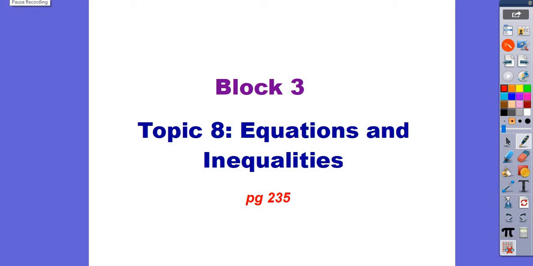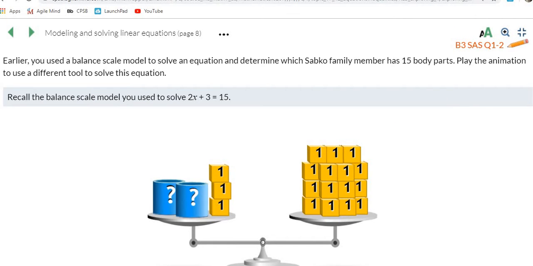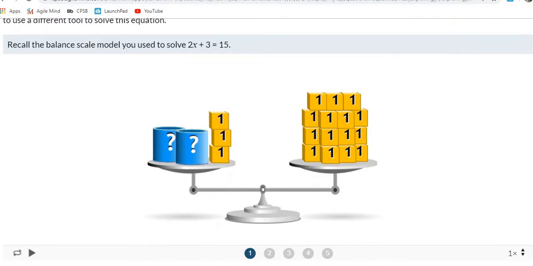We are now on block 3 from topic 8 on page 235 in our workbook. So yesterday we looked at some scales that stayed balanced, and they hid some cubes in the cups, and we needed to figure out how many cubes they hid in the cups. But do we always have scales in front of us? No. So I need possibly an easier method that I could use to help me solve a problem.